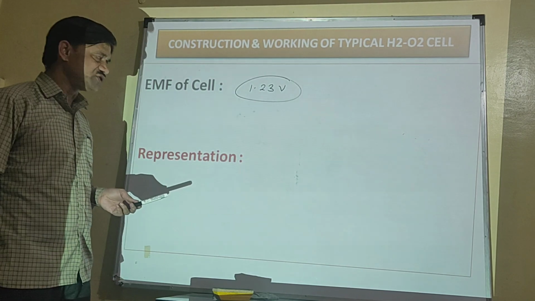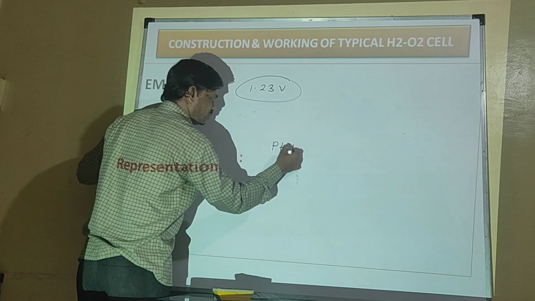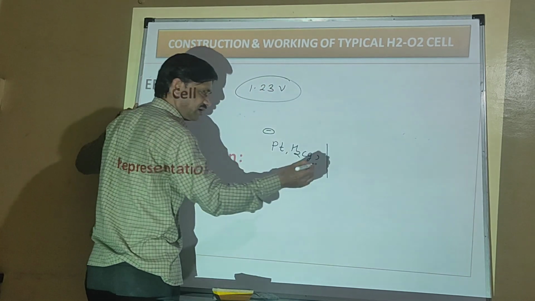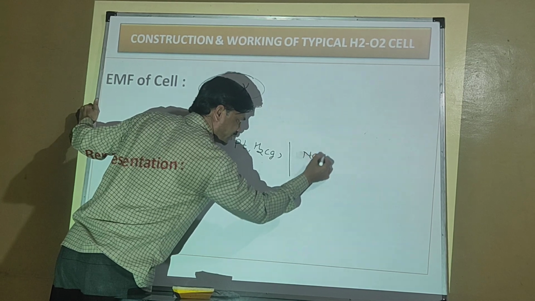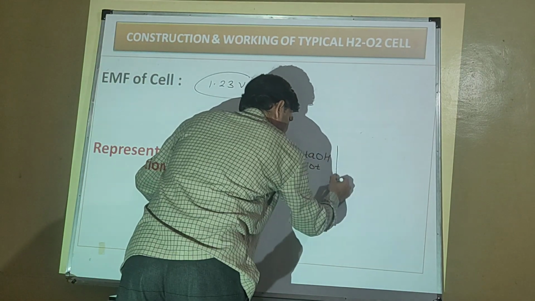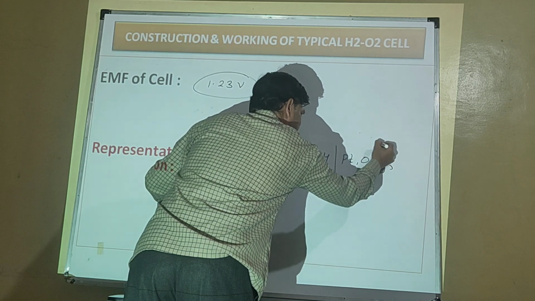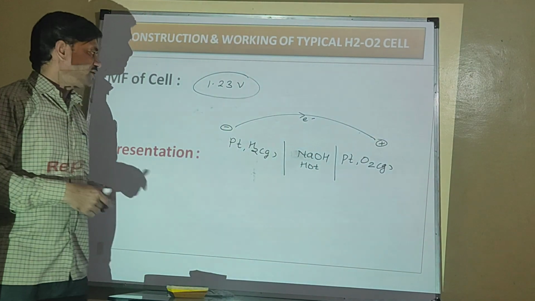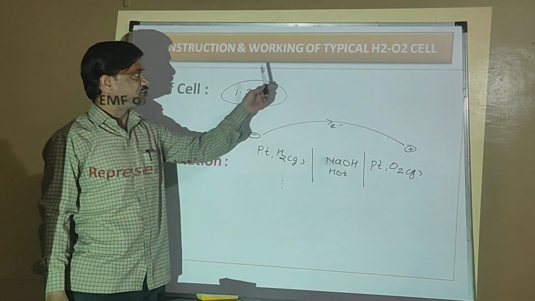Now the last part in this case, what is this? Representation. How to represent this typical H2O2 cell on paper? So what can we write here? Platinum, which gas is passed? H2. This one is the negative electrode. What about this alkali? This is the formation of H2O, water vapor. In between the porous electrodes there is the presence of what? NaOH. What about the other part, cathode? This is which one? Platinum, which gas is bubbled? O2. This acts as the positive electrode. This is negative. What about flow? Electron flows from which one? Negative to positive. So this is regarding which part? Representation of H2O2 cell.